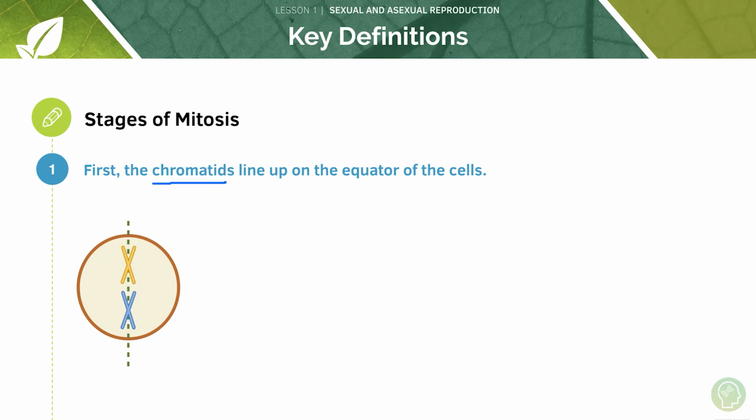And these chromatids line up on the equator of the cell, so this just means the middle of the cell, so you can see how they're aligned in the middle of this cell.